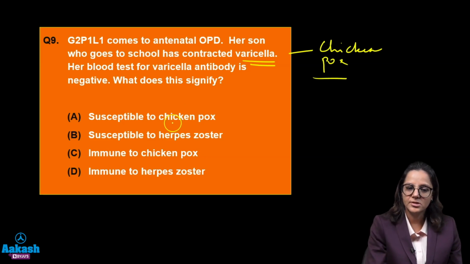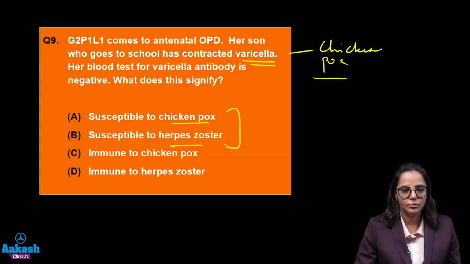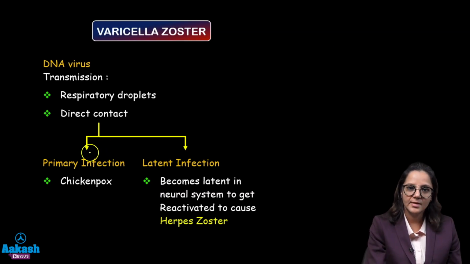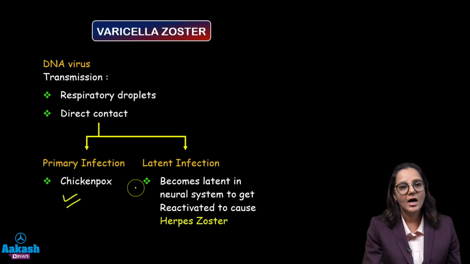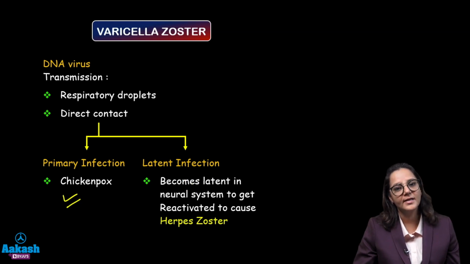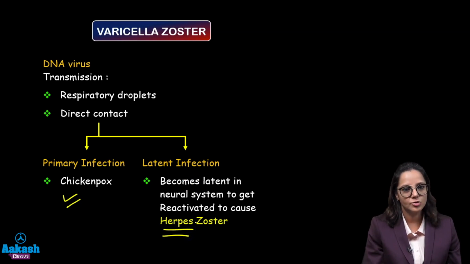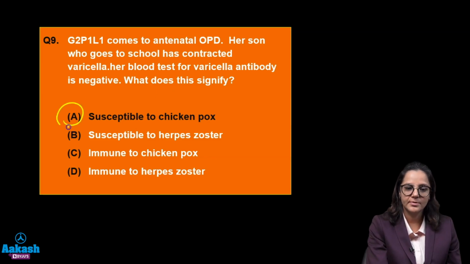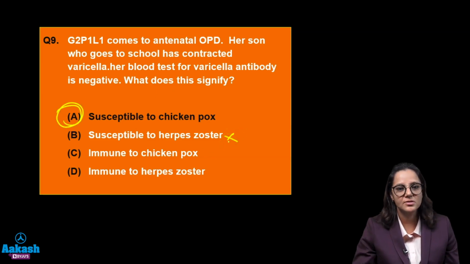Now, is she susceptible to chicken pox or is she susceptible to herpes zoster? We need to differentiate between these two. For that, we should know what herpes zoster is. When the patient first gets the chicken pox infection, that is a primary infection and she gets chicken pox. After she gets cured, the virus can get stored in the neural system of the body and later on it can get reactivated and cause herpes zoster. So this is a reactivation of the chicken pox that the patient had prior. Coming back to the question, she will be susceptible to chicken pox, not herpes zoster, because herpes zoster is the latent infection of chicken pox which gets reactivated later.